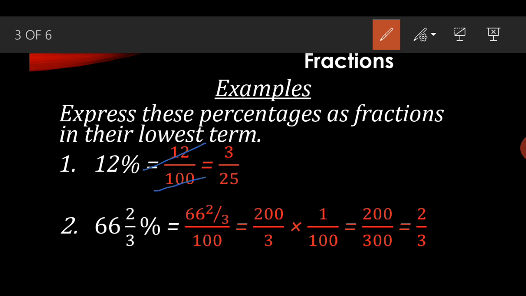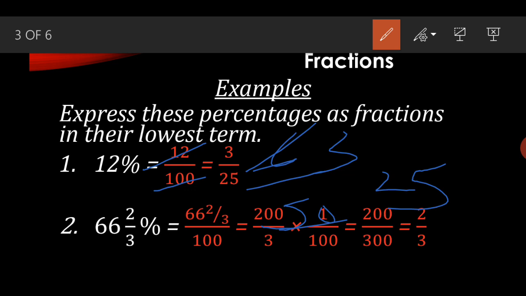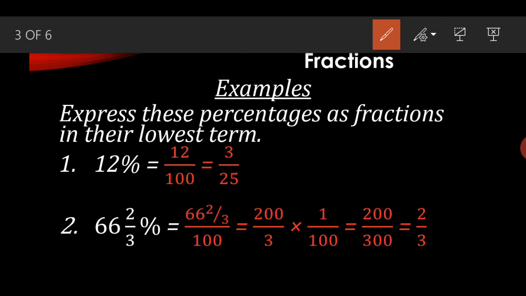You can also divide by 2. When you divide 12 by 2, you have 6, and when you divide 100 by 2, you have 50. And this you can still divide by 2. 6 divided by 2 gives us 3, and 50 divided by 2 gives us 25. So we have 3 over 25. That is very easy. Then let's go to the second one.